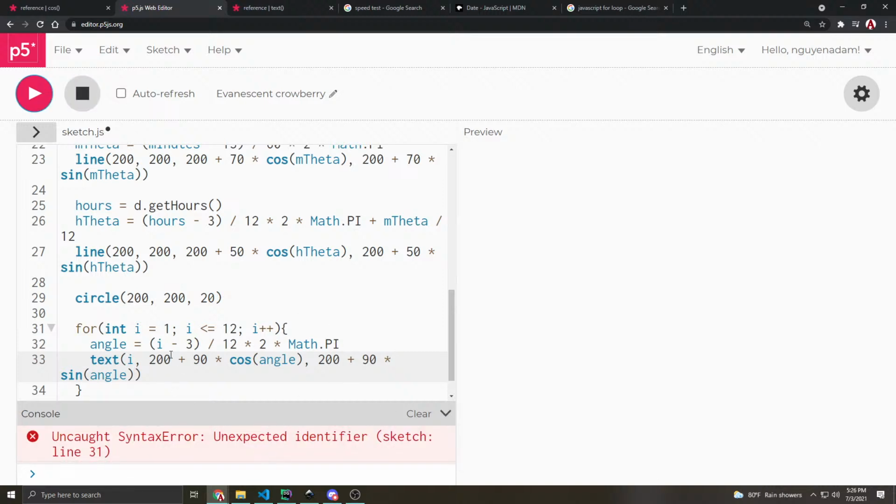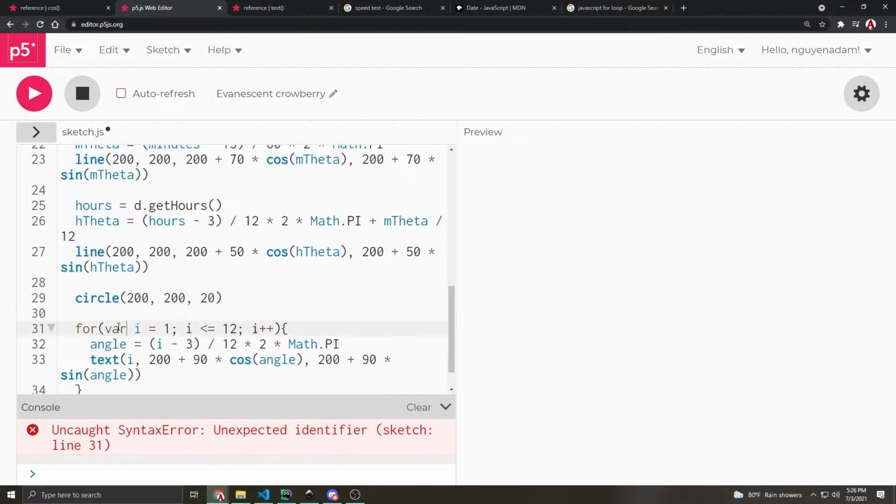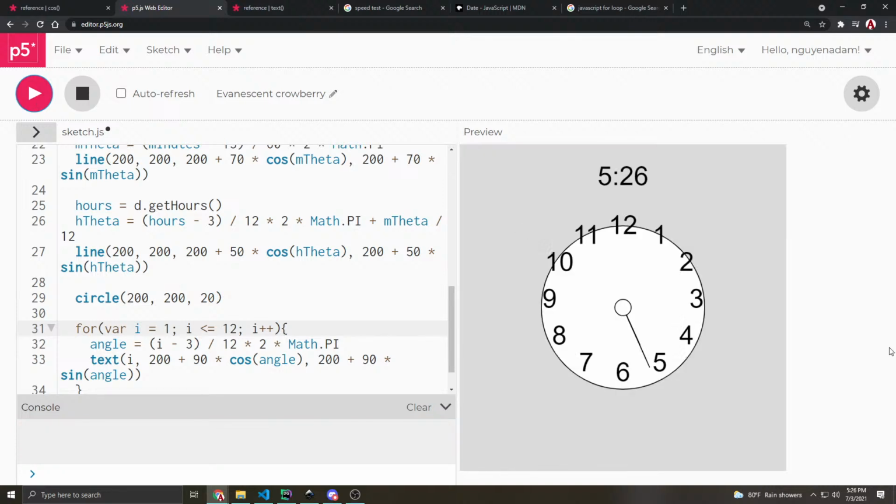Oh no! Uh-oh. What is the unidentified identifier? Oh, no one saw that. No one saw it. No one had to see that.